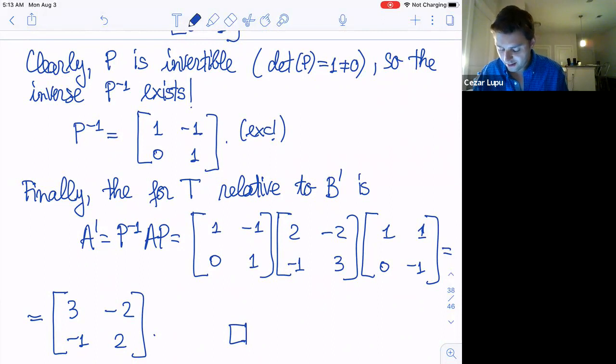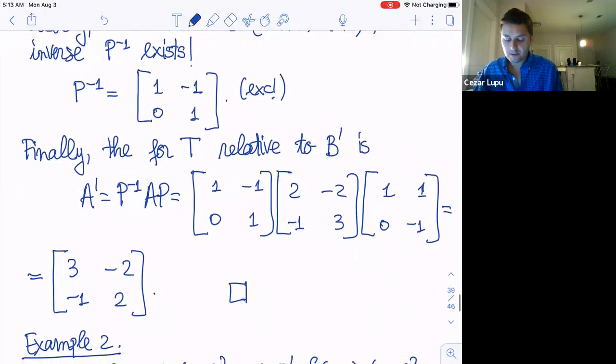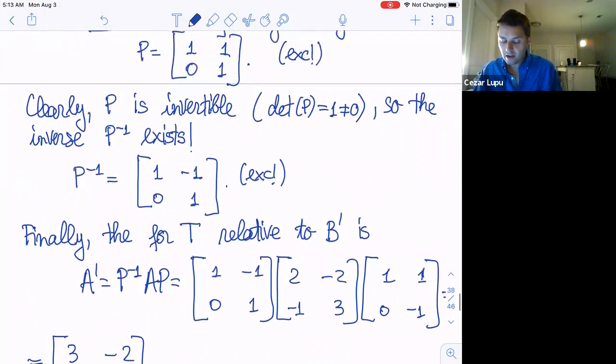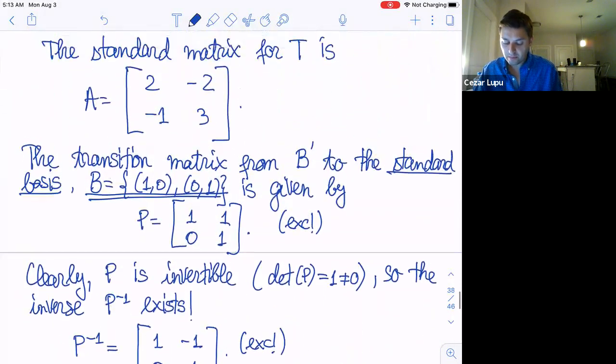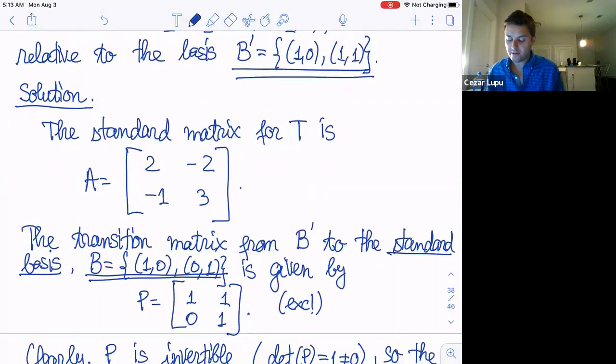I think, yeah, it should be correct, I hope. All right, this is the first example. It was pretty straightforward. And as you can see here, I want you to look very closely because I related this basis to the standard basis.